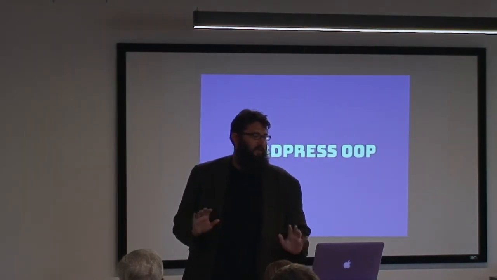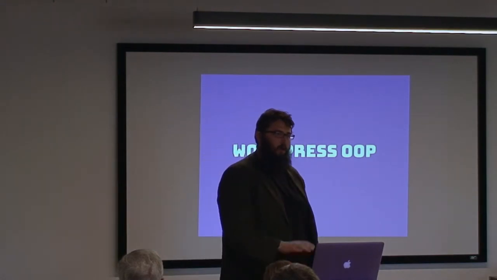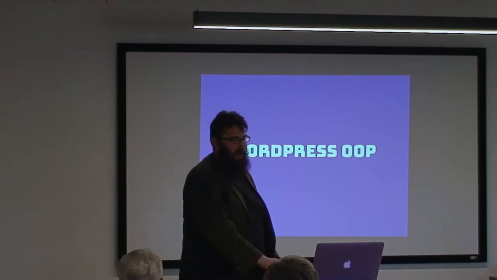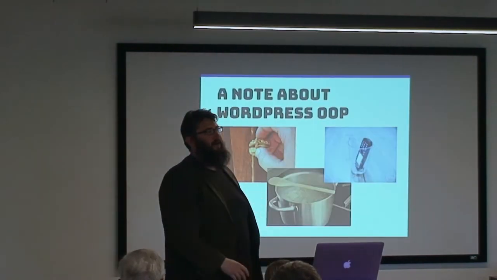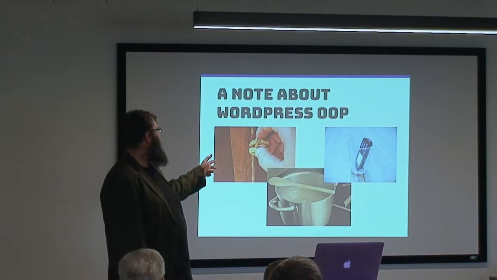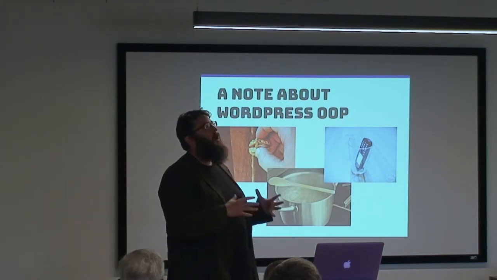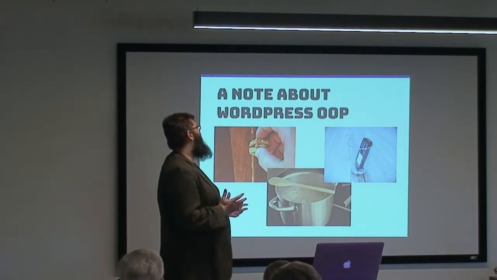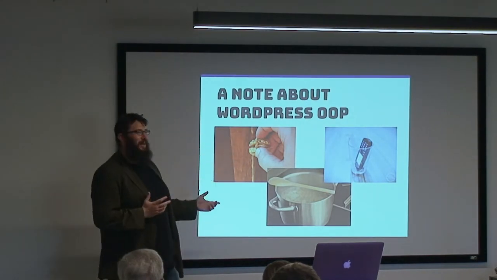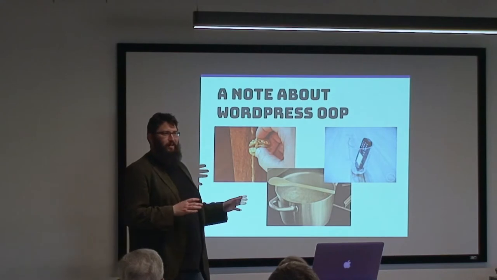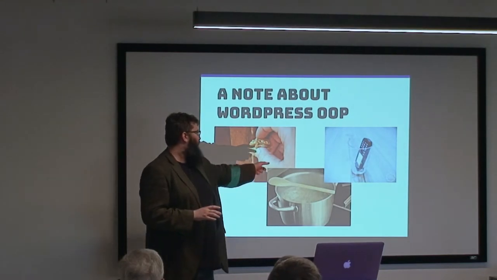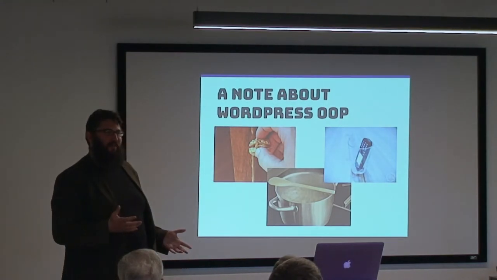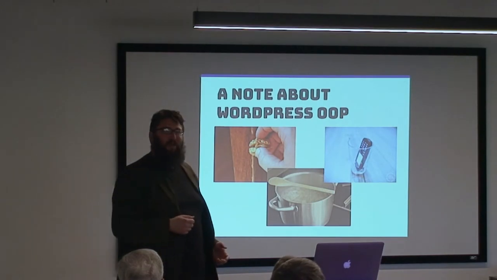So WordPress object-oriented programming, and this is just a note for some people in here who have experience with other languages and have done a lot of object-oriented programming. So we've got a few things up here. We've got a walnut, we've got a spoon, we've got a phone. Now, all of these are being used for things that maybe are not necessarily the primary uses. We're using a walnut to cover up a piece of wood that has some dents in it. Using a spoon to keep water from boiling over. And if you put your phone in a cup, it gets a lot louder, which is cool if you're playing music and just don't have enough oomph to annoy your neighbors.